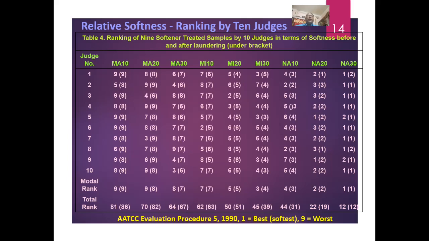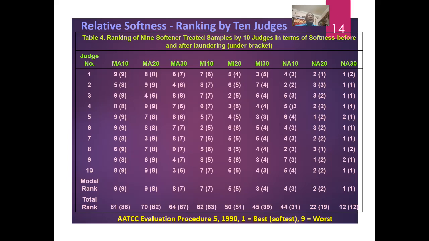The following is the AATCC evaluation procedure 5 of 1990. The best softener was given ranking 1 and the worst was given ranking 9. If the table is observed, in the first position almost everybody accepted that nano softener at 30 grams per liter is the best one.